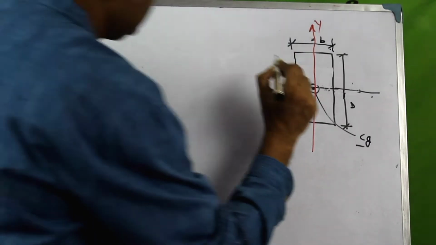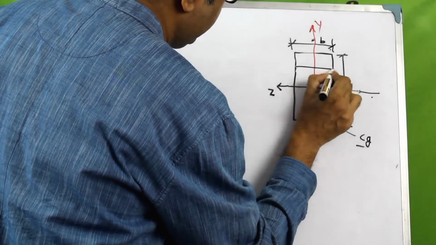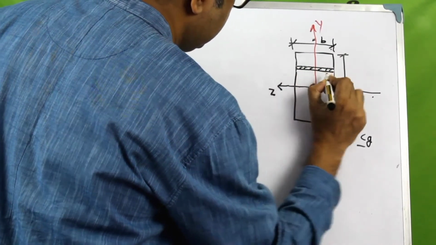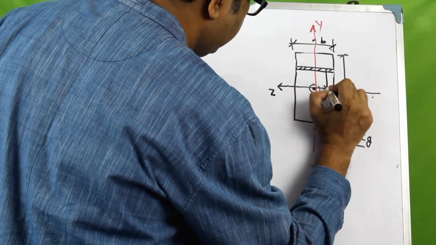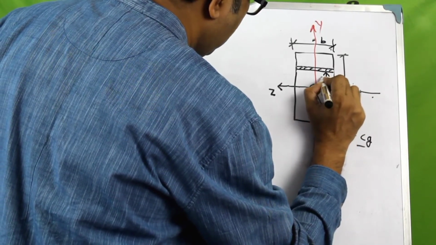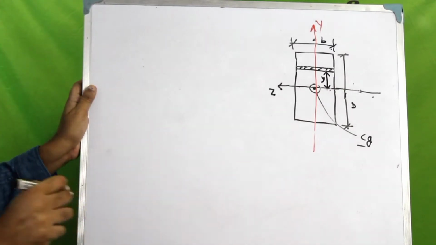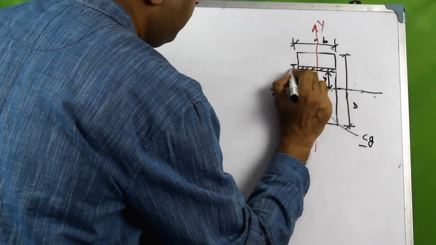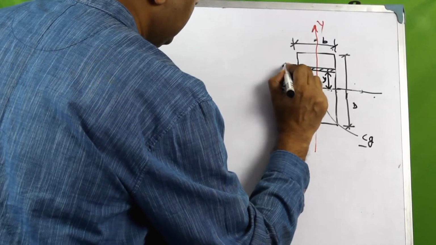Now let us consider an elemental strip here in the rectangular section, which is at a distance y from the centroidal axis z, and let the width of this particular strip be dy.